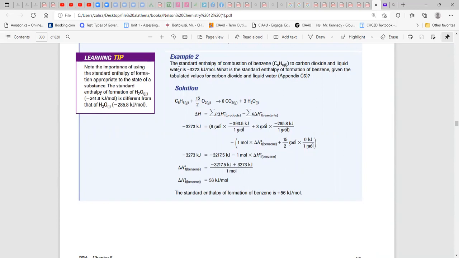Here the delta H, the enthalpy change, is given to you. What is the standard enthalpy of formation of the benzene? You want to find the formation of C6H6. That's why this is your unknown. So again, product minus the reactant, as you see. The enthalpy change is given to you. You just need to rearrange for delta H of the benzene, and you can get the answer.